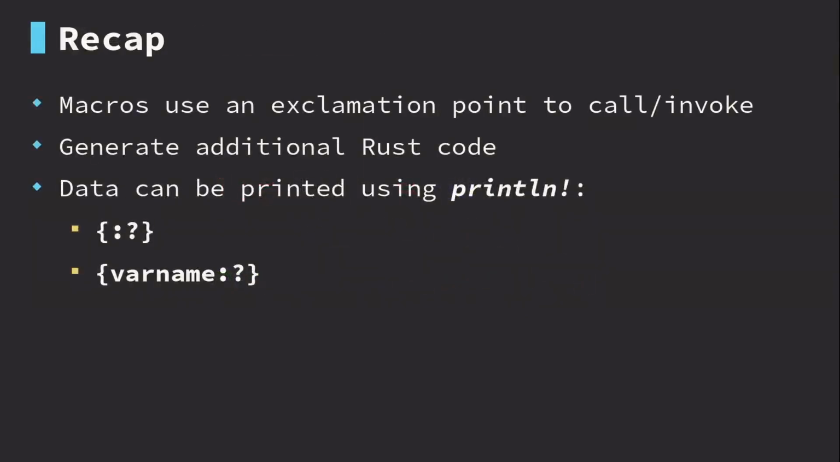Let's do a quick recap. Macros use an exclamation point to call or invoke. When you invoke a macro, additional Rust code will be generated. To print things onto the terminal, we can use the println macro, and to supply variable data to the macro, we can use the opening and closing curly braces, and within it, we can have a colon question mark, or we can use the variable name followed by colon question mark.